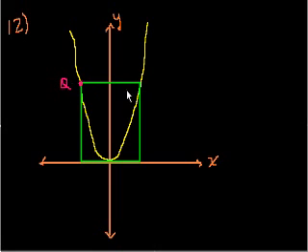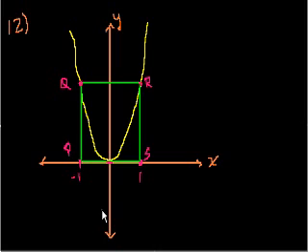Points Q, R, S, and this is P, not T. And this is the point -1, 0, so obviously the Y is 0, because we're on the X-axis. That's -1, and that's 1.